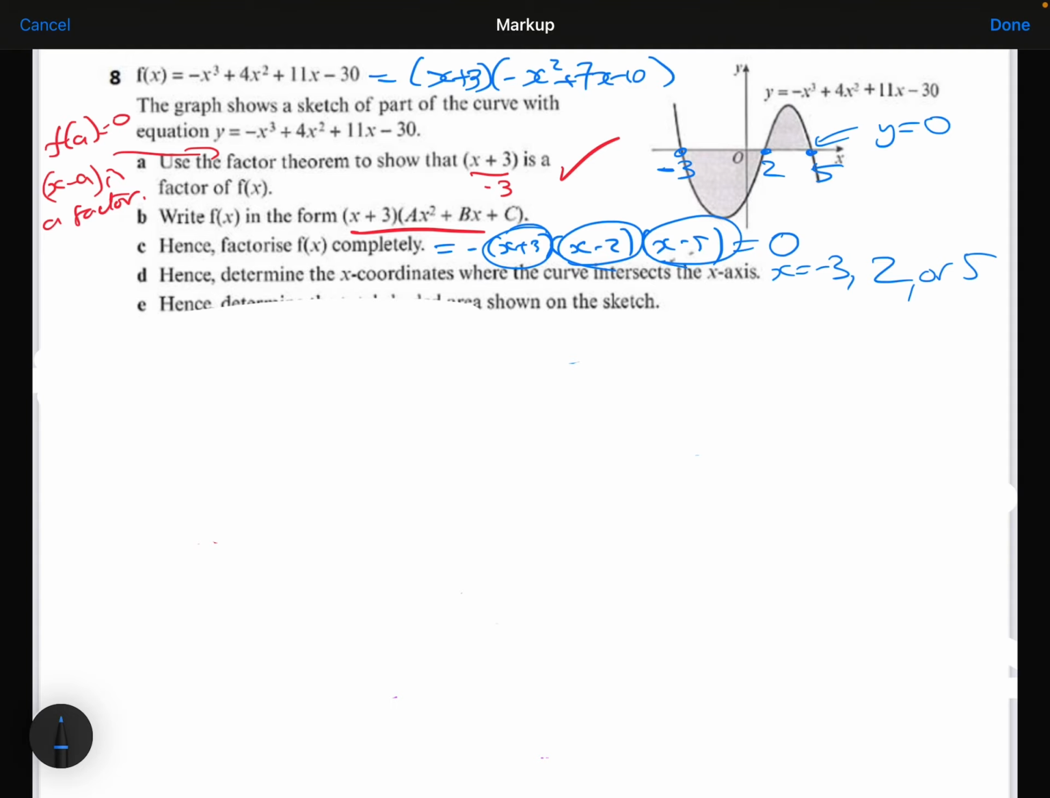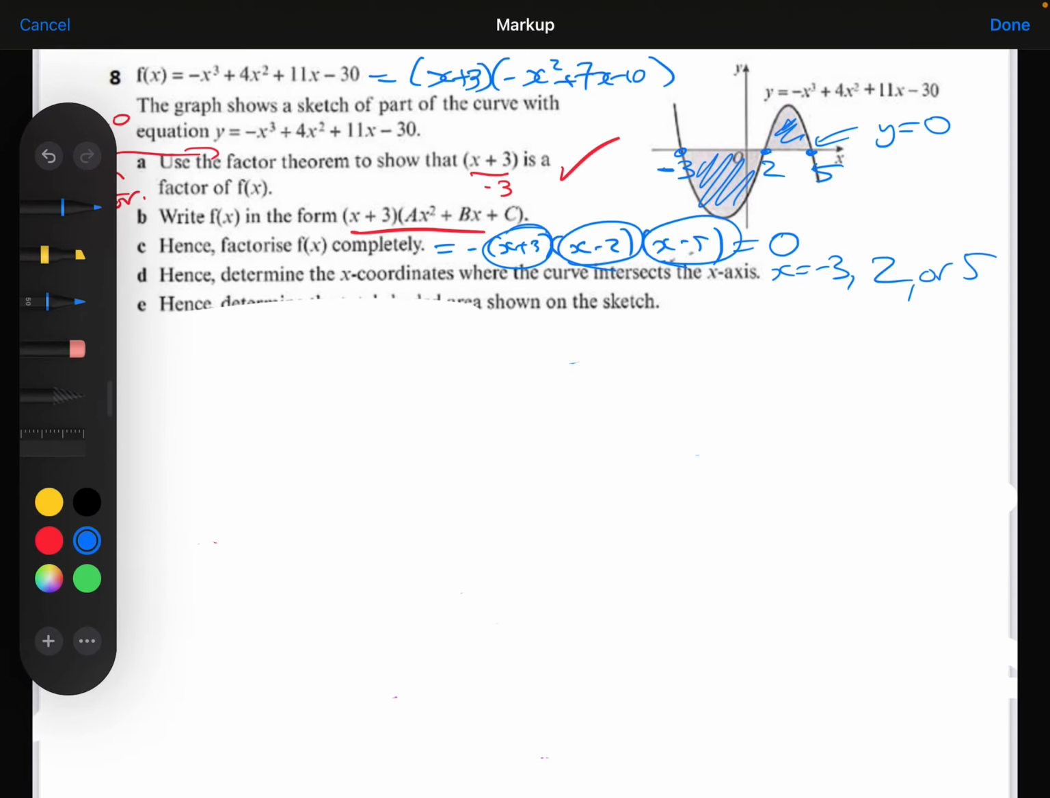And finally, part E, hence determine the area shown on the sketch. So I need to work out this area here, basically. Because I've got a part of the graph here that's below the x-axis and a part of the graph that's above the x-axis, I need to determine them separately and then add them together afterwards. So let me label these up. Let me call this one here A and this one here B.